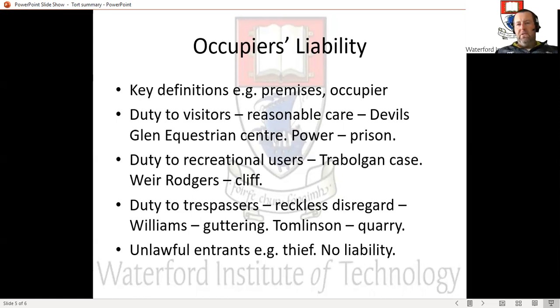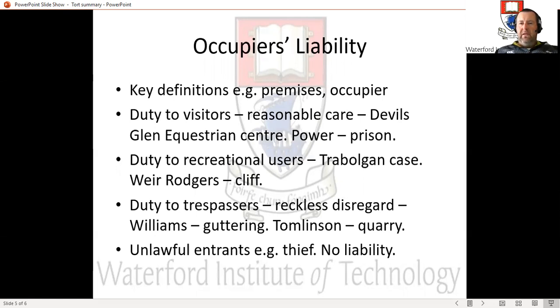The Act sets out the duty of care to either visitors, recreational users, or trespassers. The duty to visitors is a duty of reasonable care, so it is essentially the same as the duty in negligence. In the Devil's Glen Equestrian Centre case, Sheehy fell over a weather bar on the way into the equestrian centre, because it was sticking up out of the floor a bit. It was a bar to stop rain and stuff getting in under the door and drafts. She fell over it and sued and won, because it was argued that the design could have been done in such a way that this wouldn't happen.